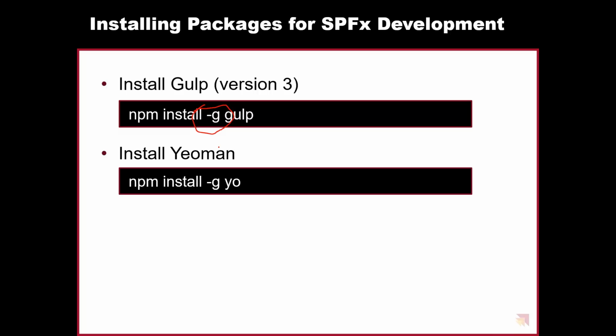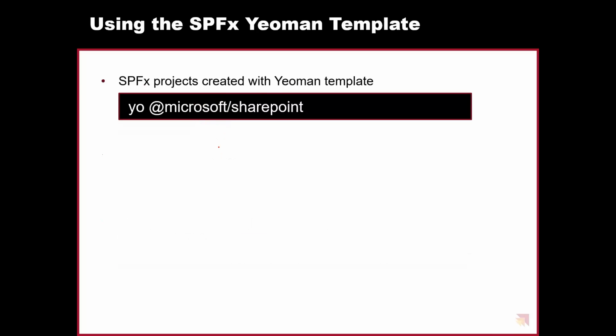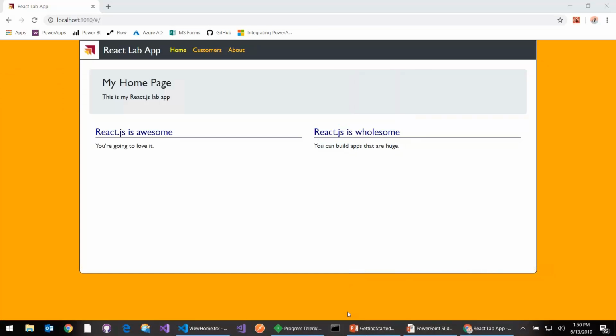You also have to install the Yeoman template generator, known as yo. The idea of the Yeoman template generator is that if you have project templates, you can use them to create a new folder for a project using that template. The SharePoint Framework team has shipped a project template, and you have to install that with npm install -g @microsoft/generator-sharepoint. Once you've done that, you can call the command yo and pass the name of the template.